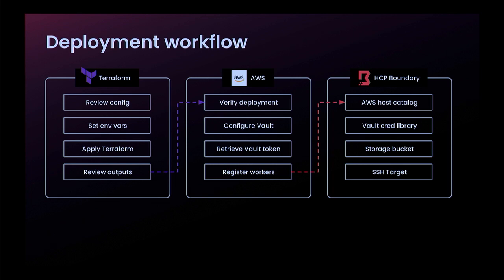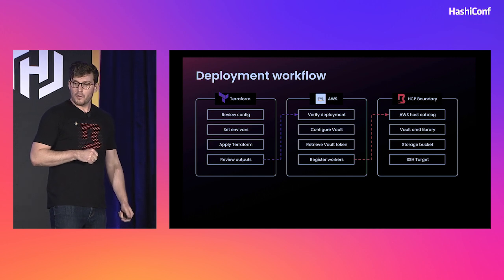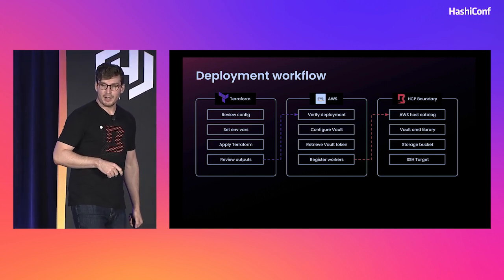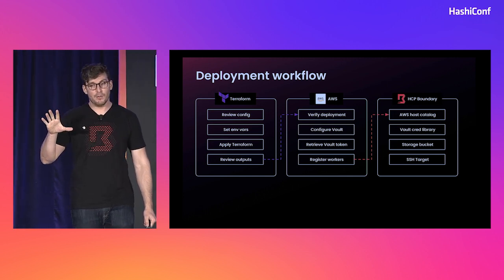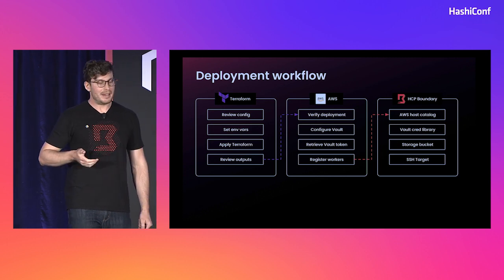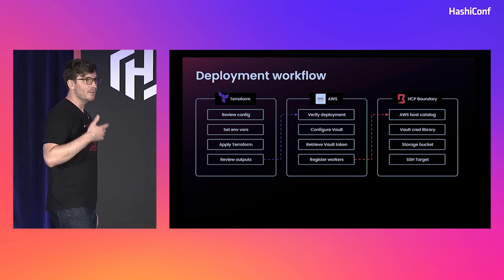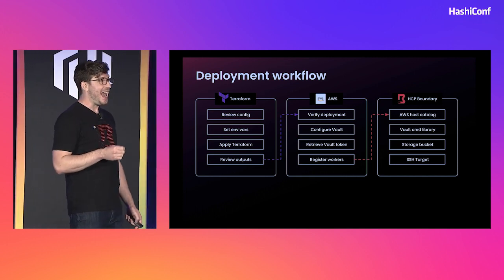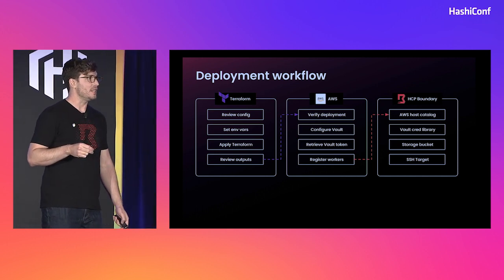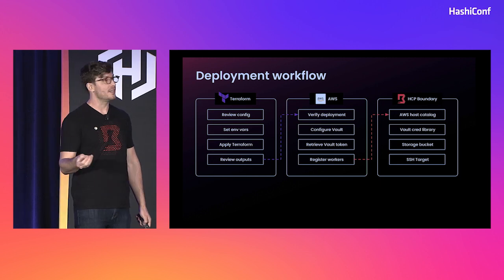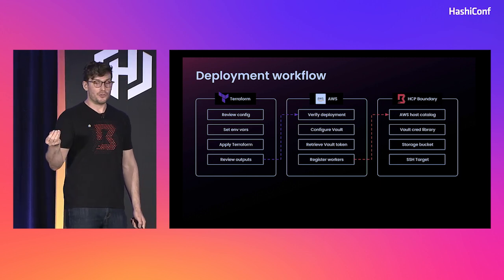within private networks. So for the Terraform section, we'll need to review some of the configuration for Terraform. We'll then set some environment variables, and then we'll apply Terraform and check what we get back. That'll again be access to Vault and also the configuration settings for the targets that we want to set up within Boundary.